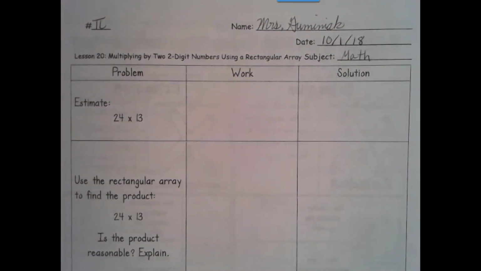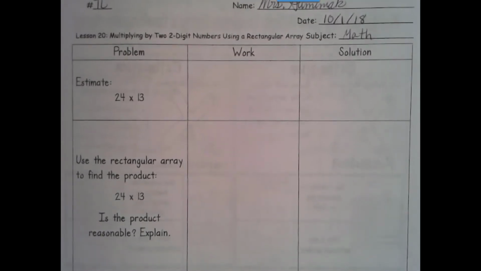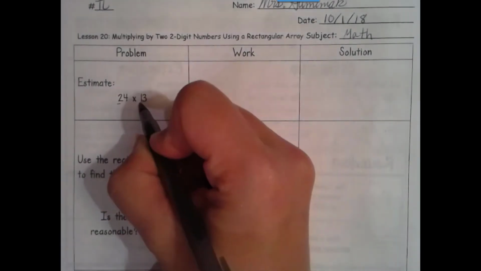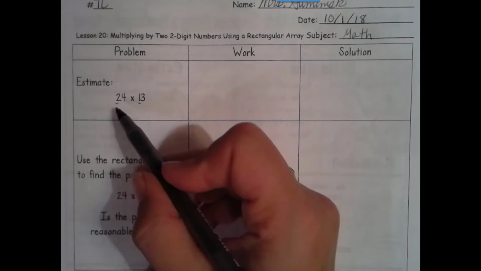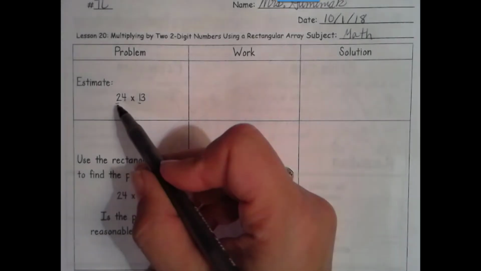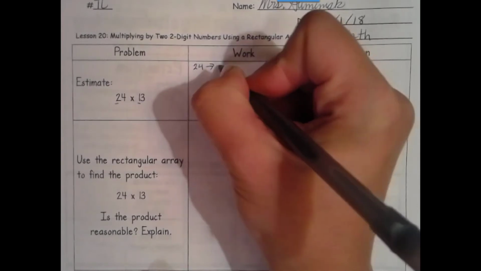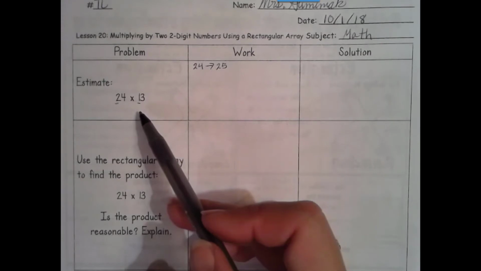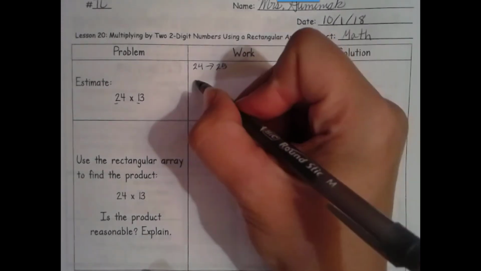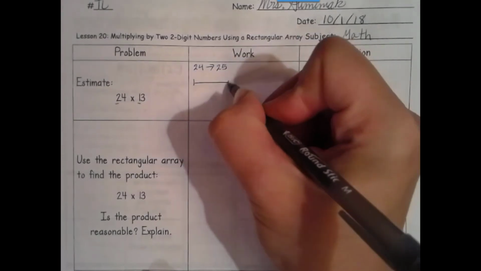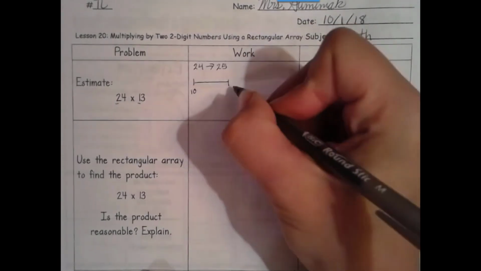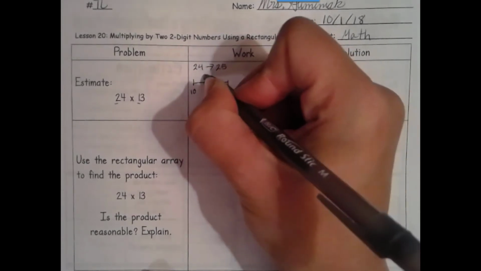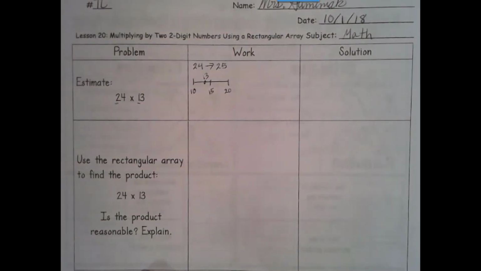All right, so here we're going to first estimate. Now, estimating with two two-digit numbers, we're going to round both of them or look for compatible numbers. 24 is pretty close to 25, so for 24, I'm just going to use a compatible number, 25. 13 isn't close to 25, so I'm going to round that one. So it's between 10 and 20. Halfway is 15. And 13 is closer to being 10.